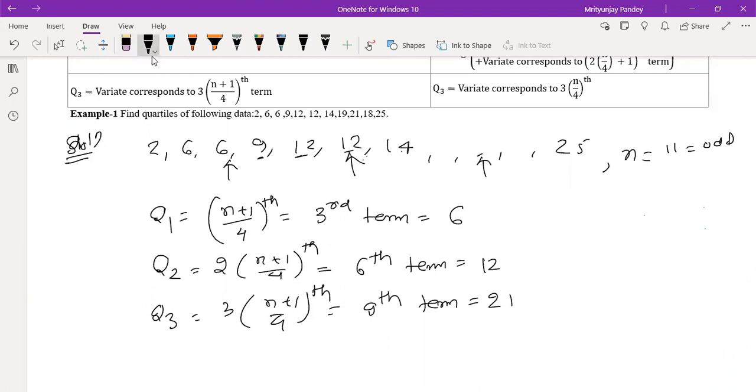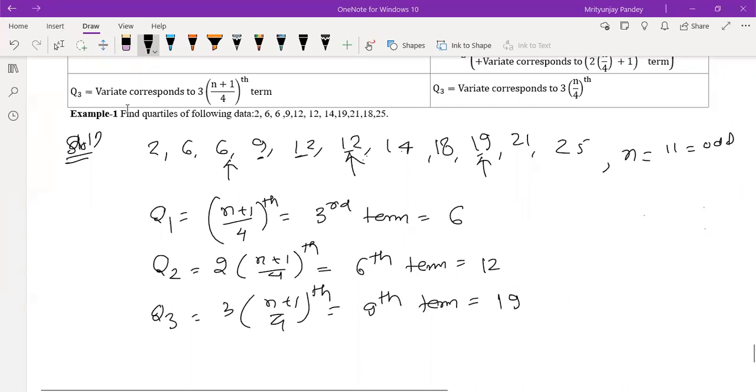So that is 18, then 19 and then 21, right? Yes, sir. So now your answer is 19. Understood? Yes sir.